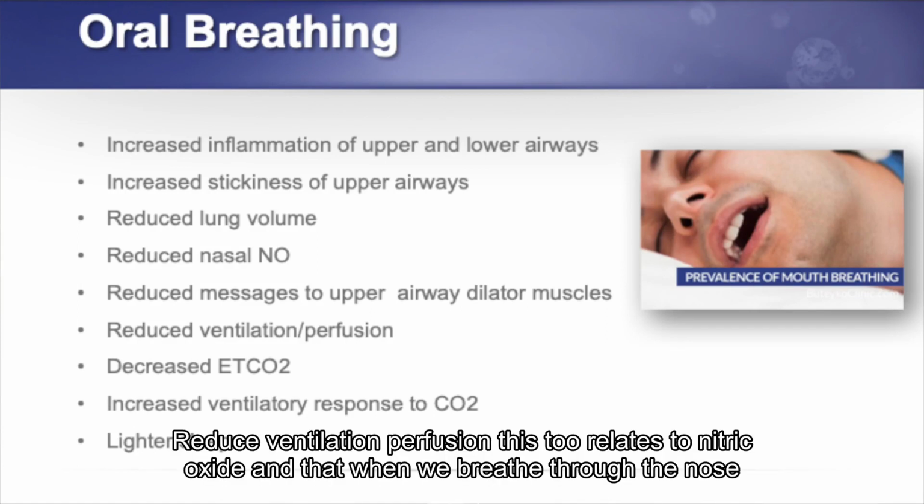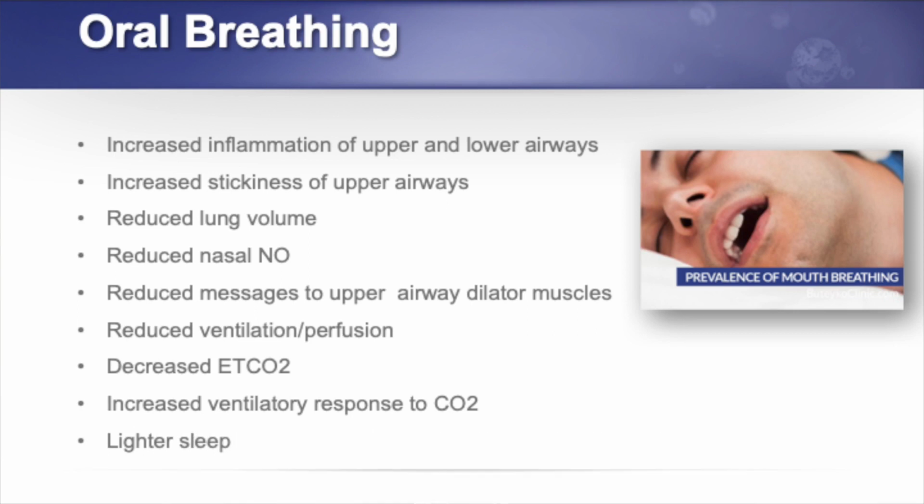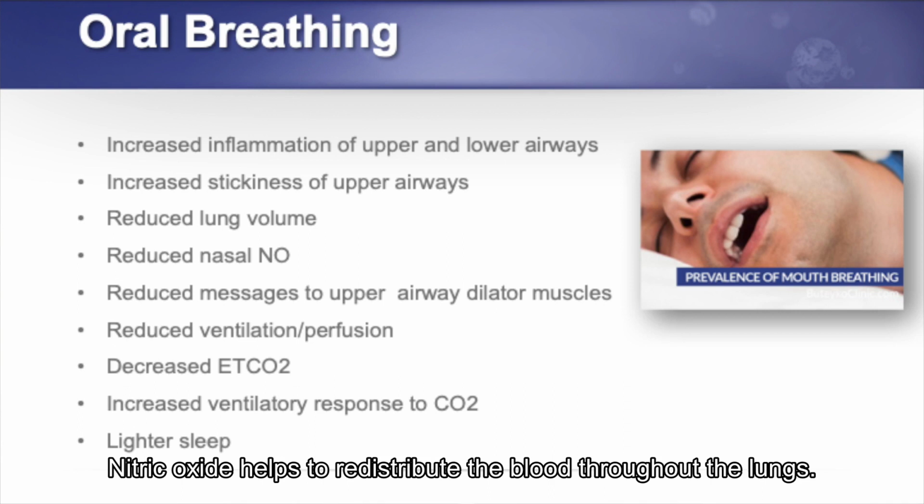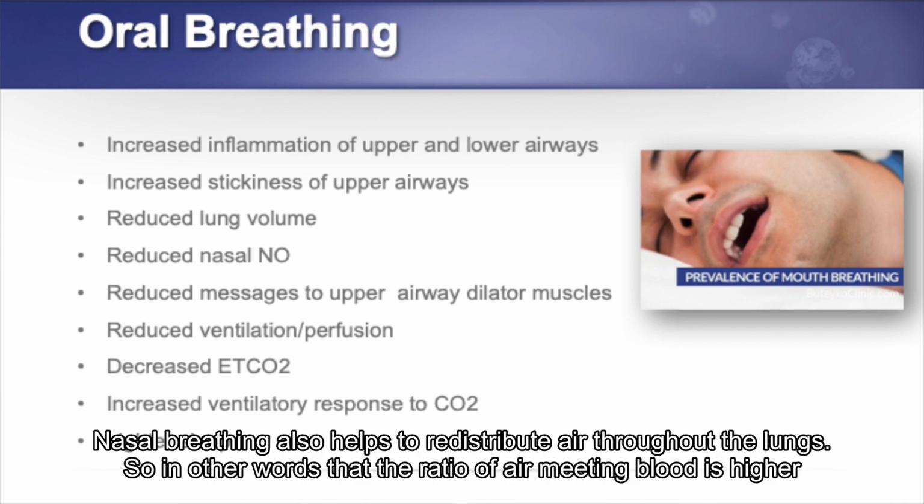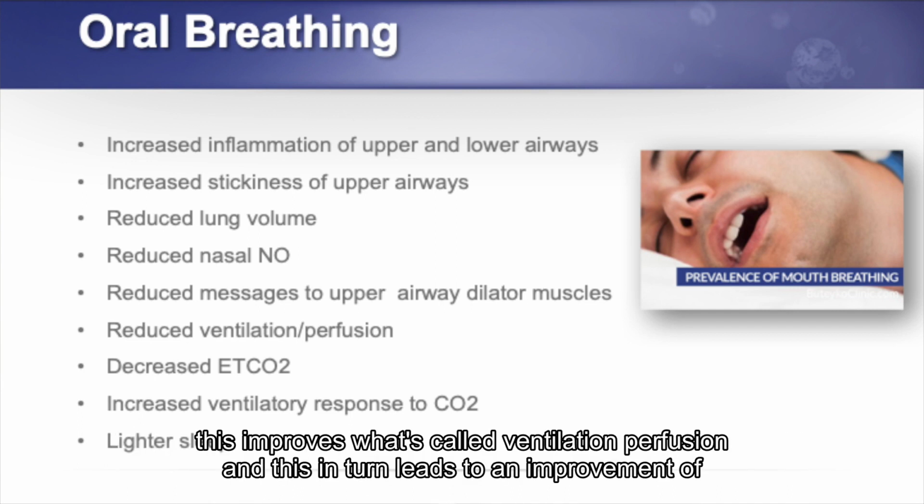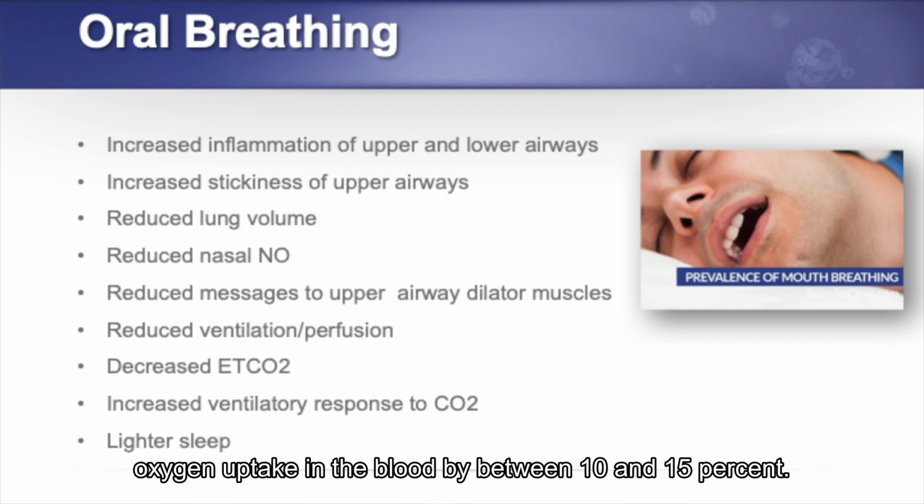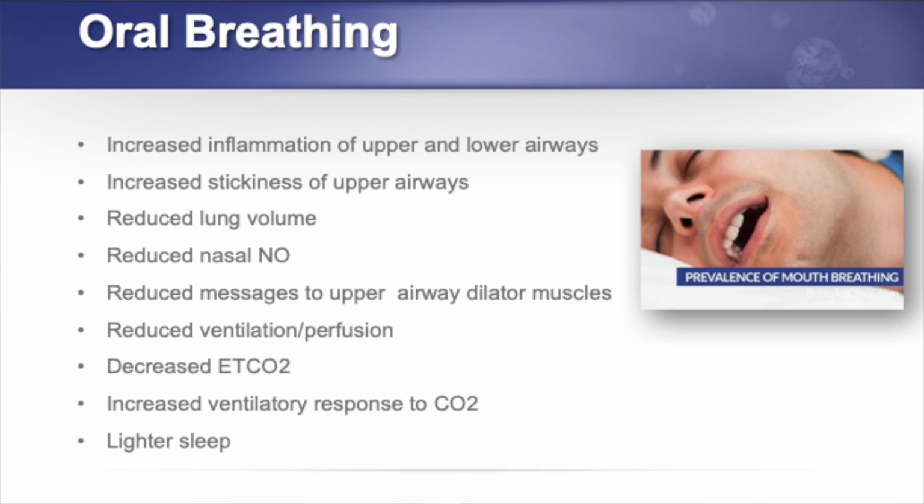Reduced ventilation perfusion. This too relates to nitric oxide in that when we breathe through the nose, nitric oxide helps to redistribute the blood throughout the lungs. Nasal breathing also helps to redistribute air throughout the lungs. So in other words, the ratio of air meeting blood is higher. This improves what's called ventilation perfusion, and this in turn leads to an improvement of oxygen uptake in the blood by between 10 and 15%.